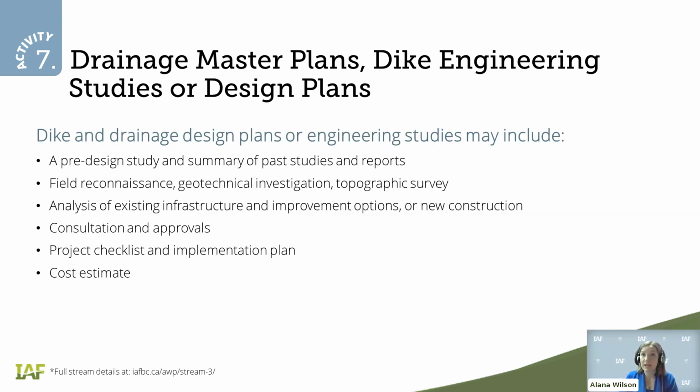Plans or studies may include a pre-design study and summary of past studies or reports, field reconnaissance, geotechnical investigation, or topographical surveys, an analysis of existing infrastructure and improvement options or new construction. This could include things like system capacity design methodology, environmental, structural, or civil design issues, construction plans, and more. Consultation and approvals, project checklist and implementation plans, and a cost estimate.